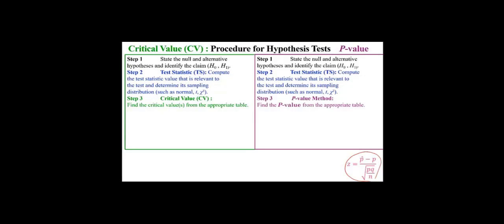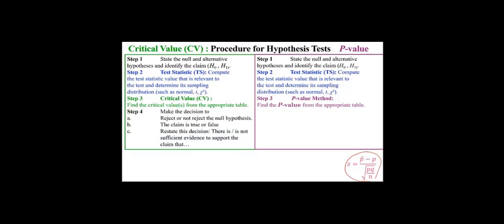That area is known as the p-value. Now you compare it to alpha. If it's less than alpha, you reject H0. If it's larger than alpha, you don't.